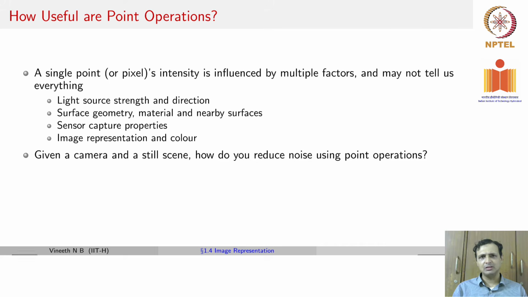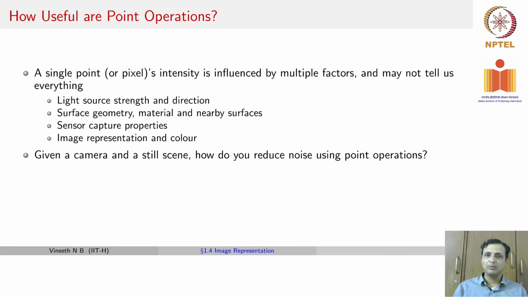Okay, so let's ask the question, do point operations satisfy all the requirements we have of operating on images? Let's take one particular example. We know that a single point's intensity is influenced by multiple factors. We talked about it the last time, and it may not tell us everything, because it's influenced by the light source strength, direction, surface geometry, sensor capture, image representation, and so on. So it may not be fully informative. Let's take an example to show this.